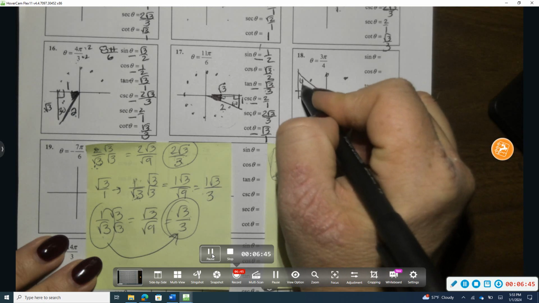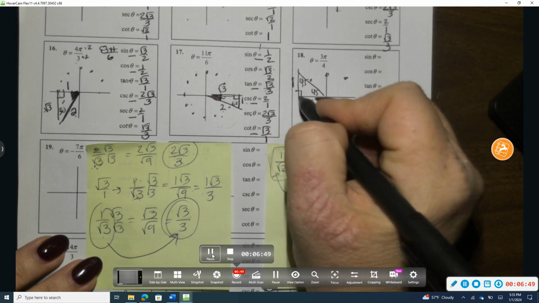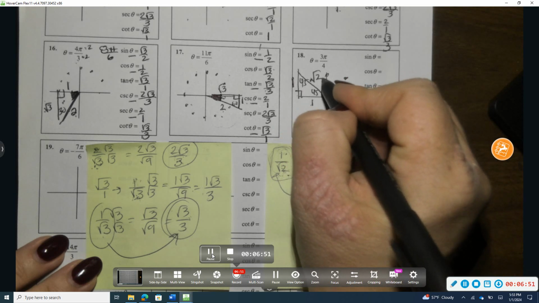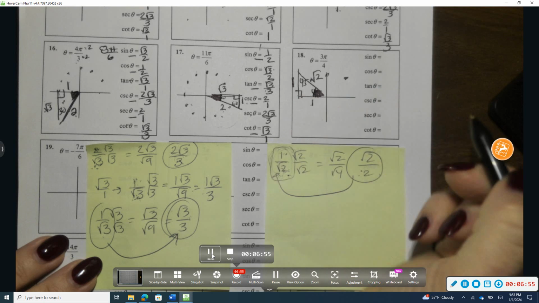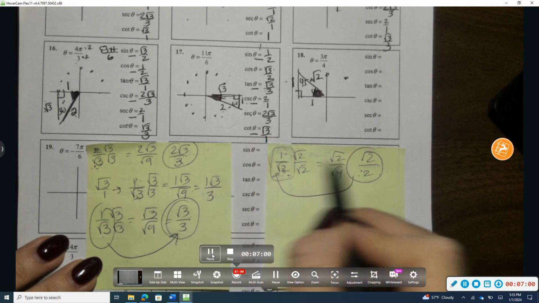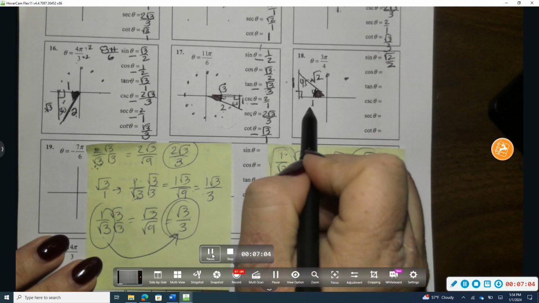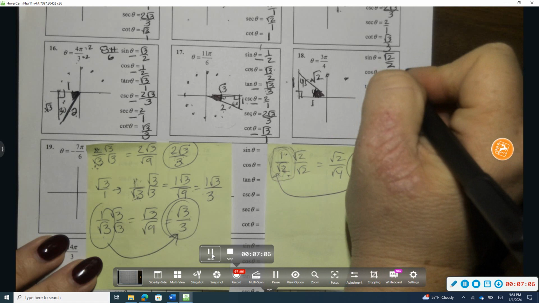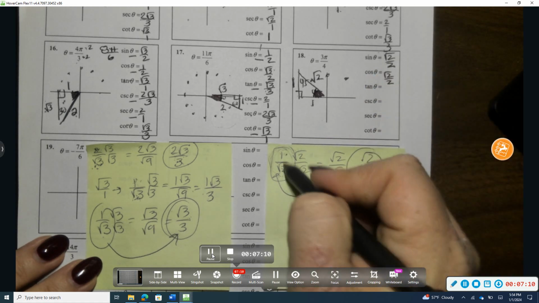These are 45s. Across from the 45s will be 1, and across from the 90 will be the square root of 2. This interior angle is what I am evaluating. Sine is 1 over the square root of 2, and 1 over the square root of 2 can be rewritten as square root of 2 over 2. Now the same thing for cosine, 1 over the square root of 2. So square root of 2 over 2 when it's rewritten. Now 1 over square root of 2 was not wrong, it just wasn't proper.